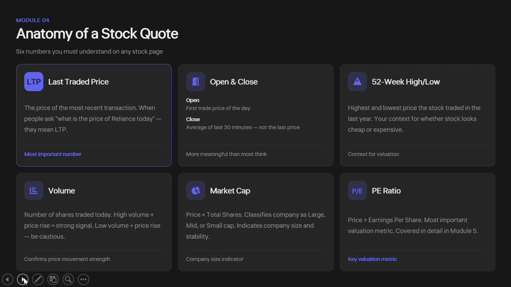Third is 52-week high and low. This tells you the highest and lowest price the stock has traded at in the last 1 year. This is your context for whether the stock looks cheap or expensive. Fourth is the volume, the number of shares traded today. High volume plus price rise is a strong signal. Low volume plus price rise, be cautious. The move may not sustain.